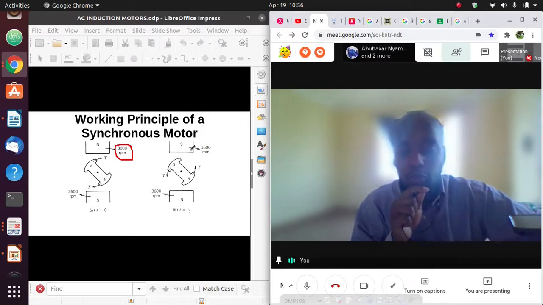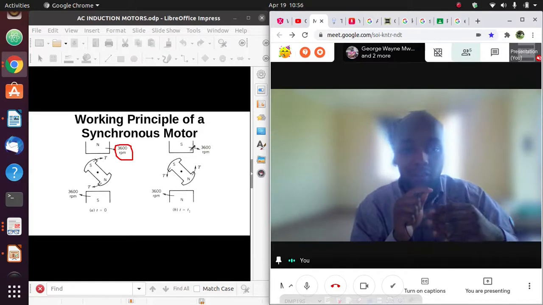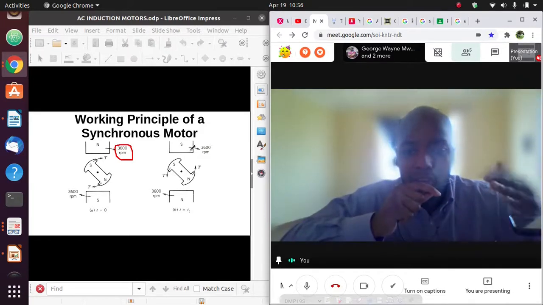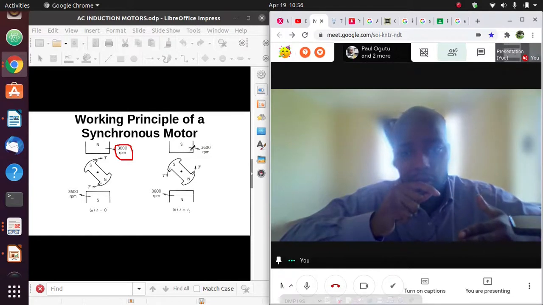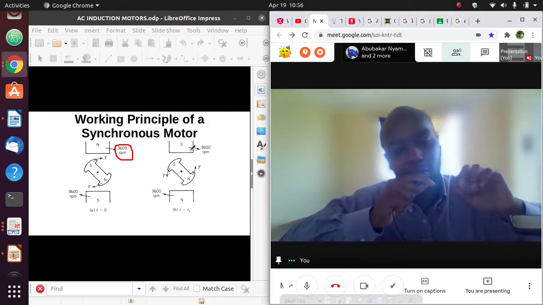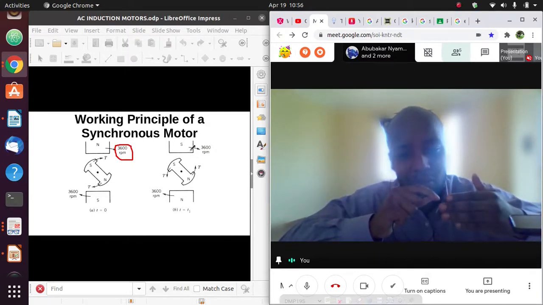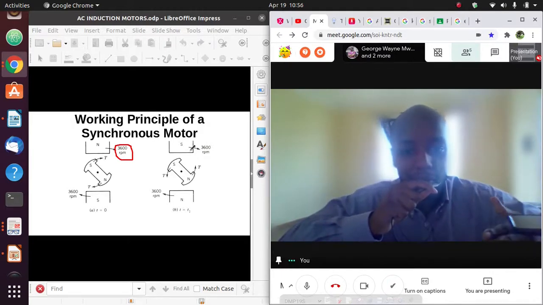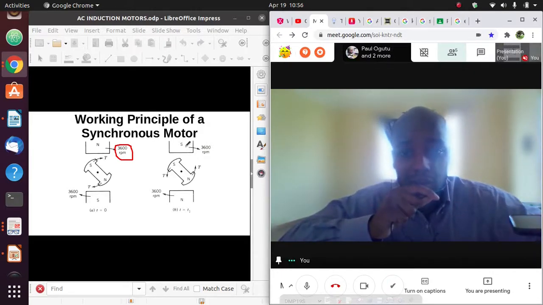So how you make it self-starting is you can provide additional windings on the rotor, known as amortisseur or damper windings, or you can... I don't want to explain. Do you want me to explain how a synchronous motor is made self-starting? It is not part of our syllabus, but I can just explain briefly. Yes, I can explain. Okay.